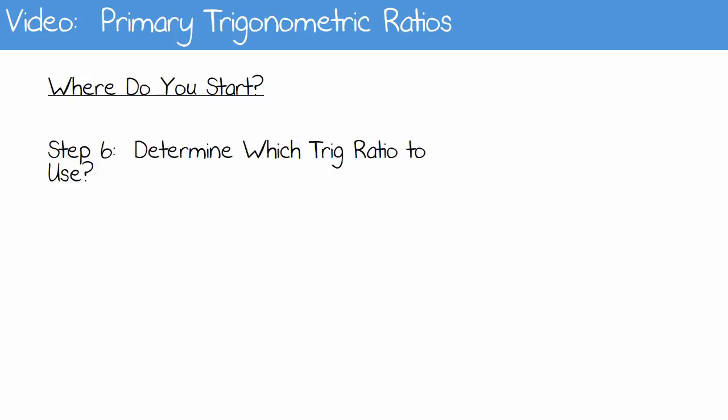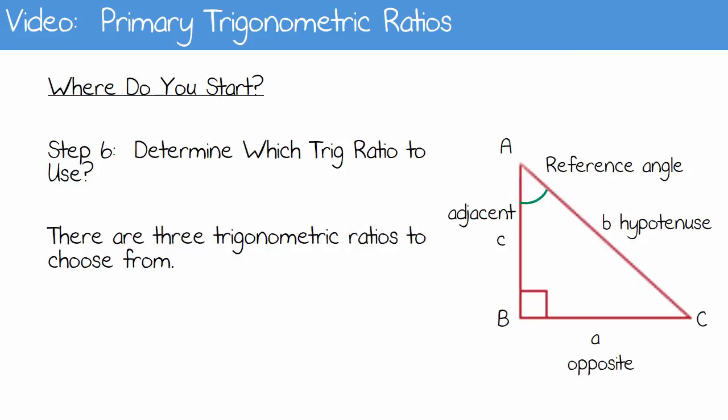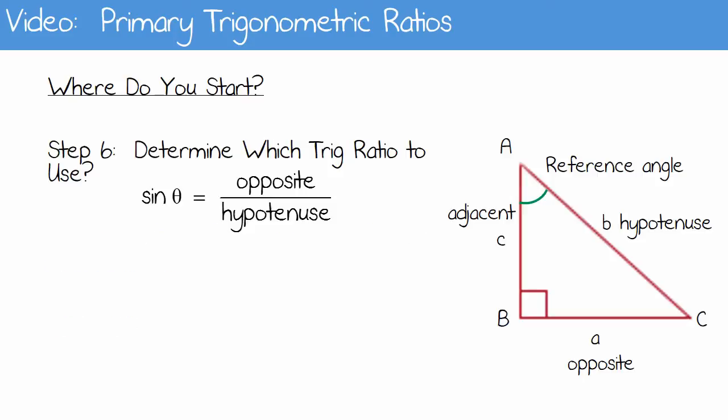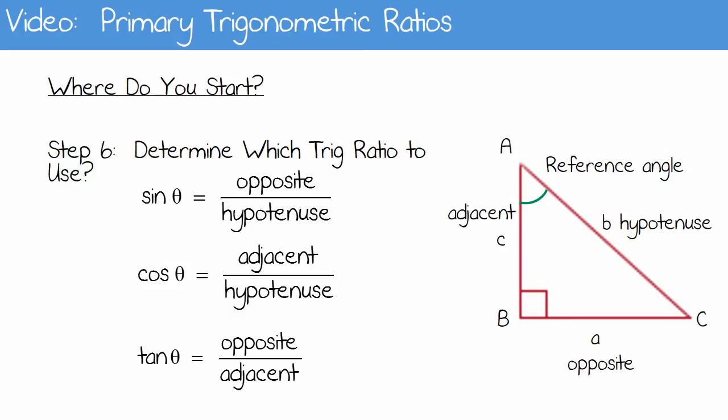Determine which trigonometric ratio to use. There are 3 trigonometric ratios to choose from. They are sine theta, where theta is used to represent an angle, which is opposite over hypotenuse; cos theta, which is adjacent over hypotenuse; or tan theta, which is opposite over adjacent.